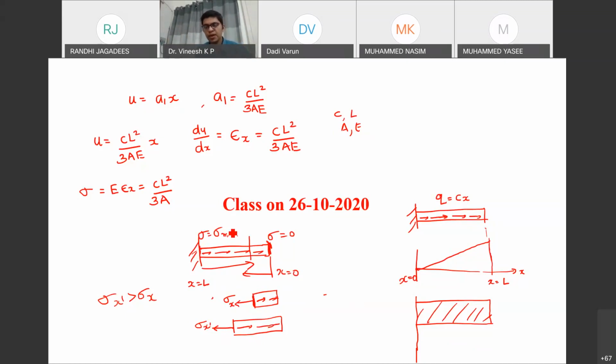If I assume that the displacement is a linear function of x, then we found that strain is equal to constant, stress is equal to constant. But when you look at the physics of the problem, you understand that on the free end, you have zero stress, and when you move towards the fixed end, your stress is going to increase, and the maximum stress is going to occur at the fixed end. So that is your observation. So the solution which I have made here is not matching with the physics of the problem.